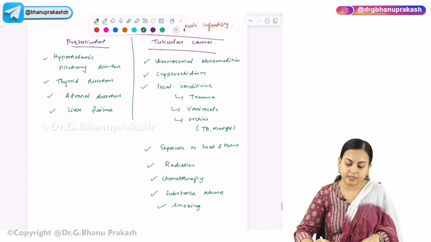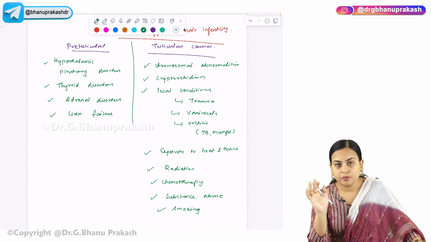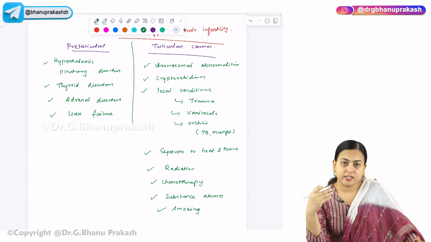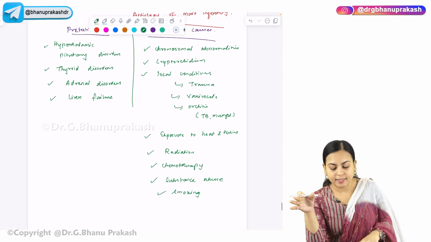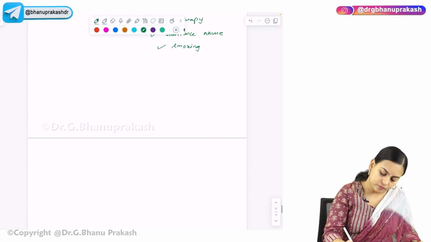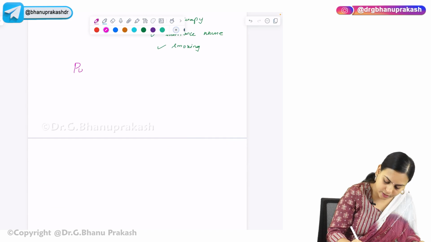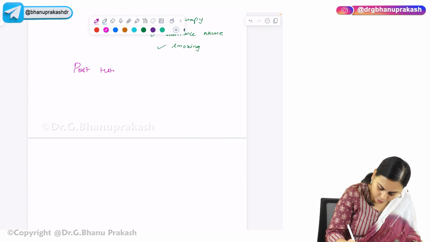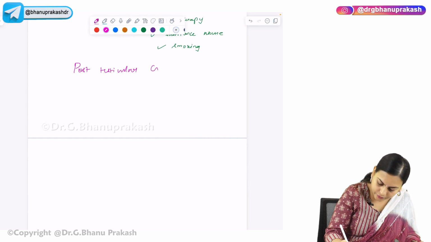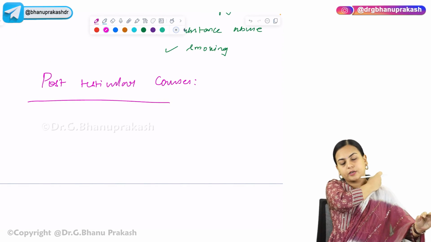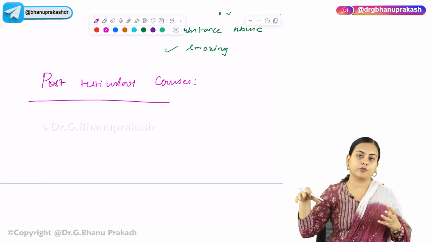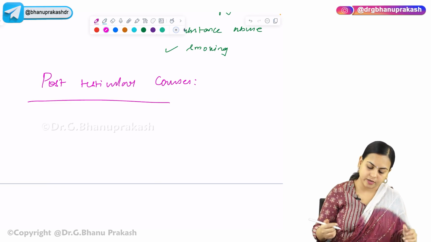So, I will tell these conditions once again. It can be chromosomal abnormalities, cryptorchidism, local conditions like trauma, varicocele or orchitis which can happen due to tuberculosis or the mumps. Then exposure to heat and toxins, radiation, chemotherapy, substance abuse and smoking. Okay. Now, let us see about the post-testicular causes. So, post-testicular causes are important because post-testicular anatomy is important for the transportation of the sperms, right.